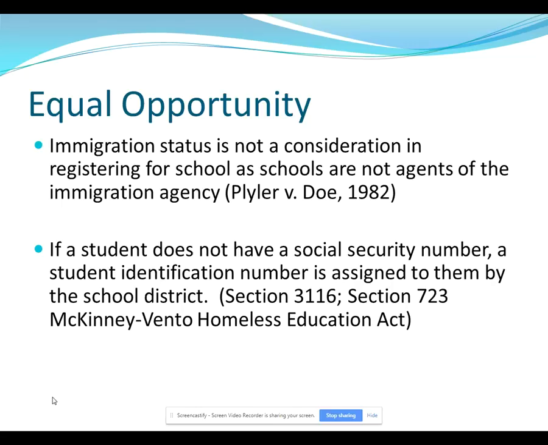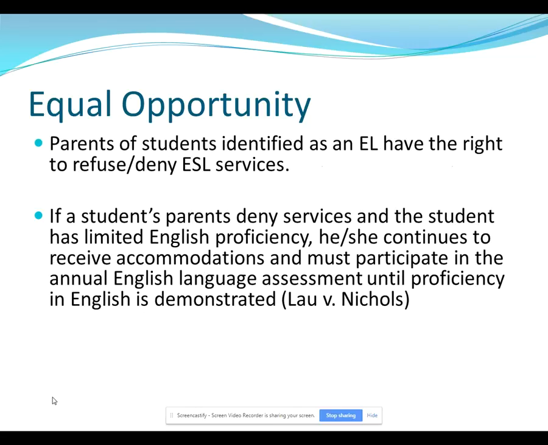Also, if a student does not have a Social Security number, then as a school district, we are to assign them a student-specific identification number in the school district. And you see here that that is covered under Section 3116 of Title III, as well as the McKinney-Vento Homeless Act.